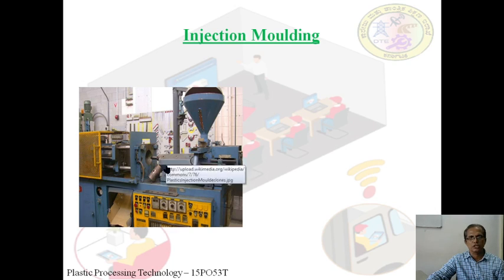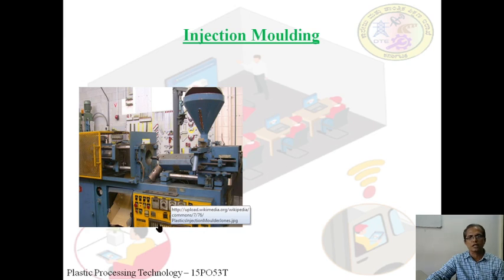So injection unit, mold and locking unit. These are the three main components of this machine. And this is, of course, the control panel. The entire machine is controlled by this panel. And there are a number of heaters provided on this barrel in order to melt the plastic material which you are going to place into the hopper.